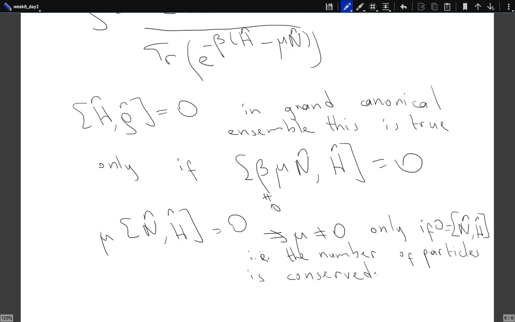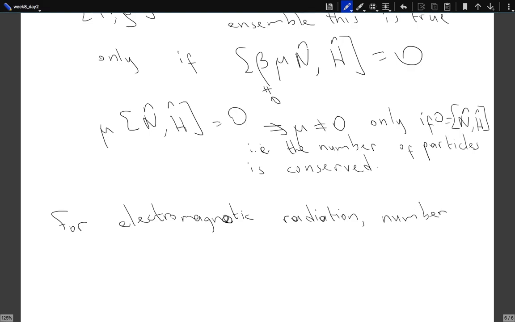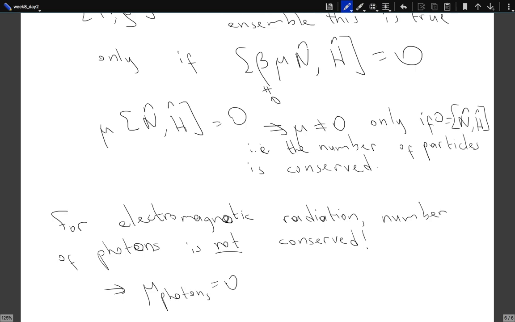This is true, for example, for the photon, for electromagnetic radiation. The number of photons is not conserved. So basically it tells me that the mu for photons has to be 0, whatever your system is. This will be important when we study blackbody radiation. Blackbody radiation is a gas of photons. Any questions up to here?